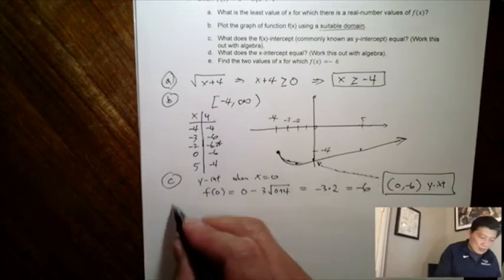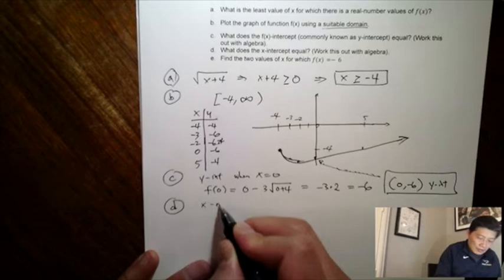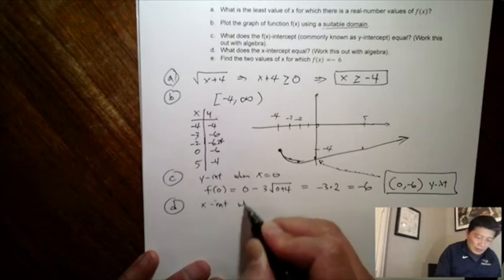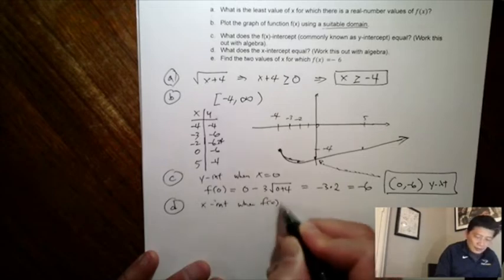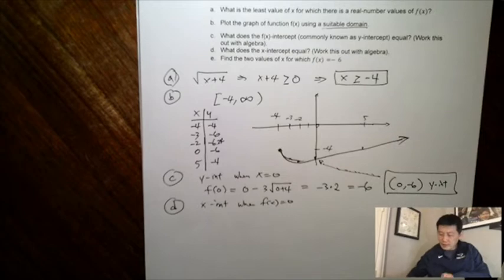Okay, part D says, what is the x-intercept equal to? Now, the x-intercept is when f of x is equal to 0. So we have to set the whole thing, set f of x equal to 0.